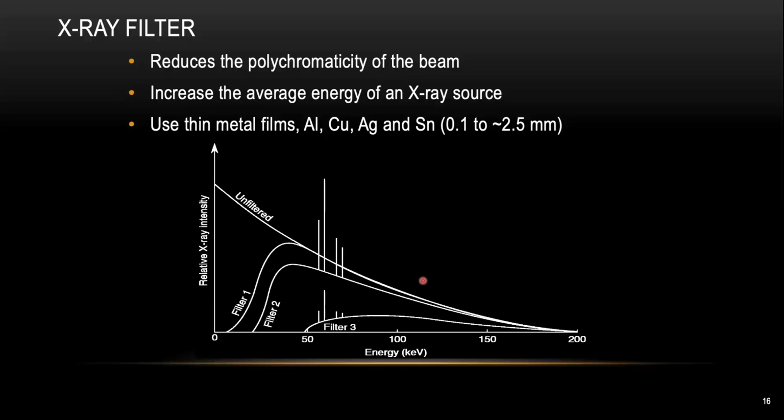As for the filter, we mostly use some kind of thin metal film, such as aluminum, copper, silver, and tin with different thicknesses. But nowadays, we're also using some kind of composite material to do the filtering.